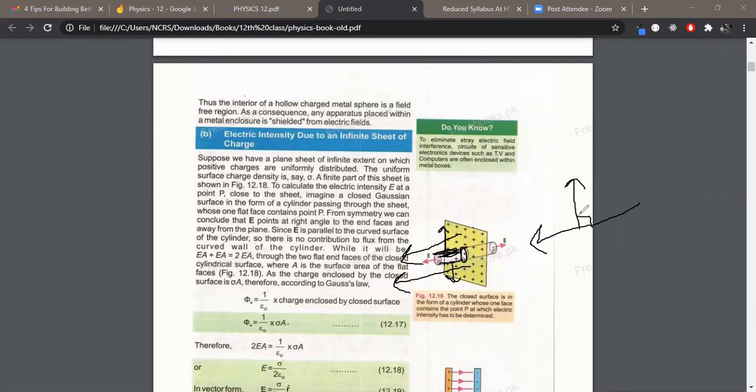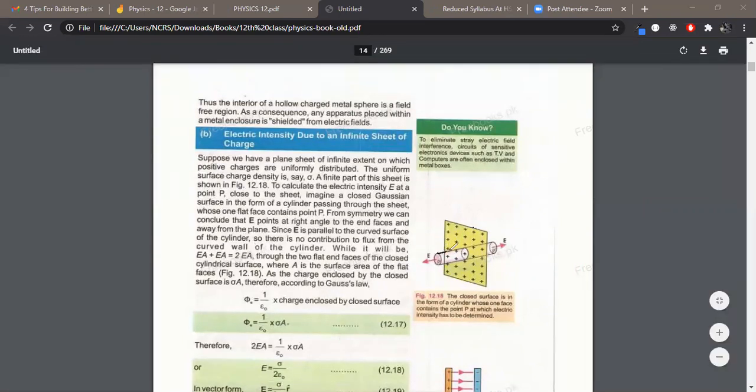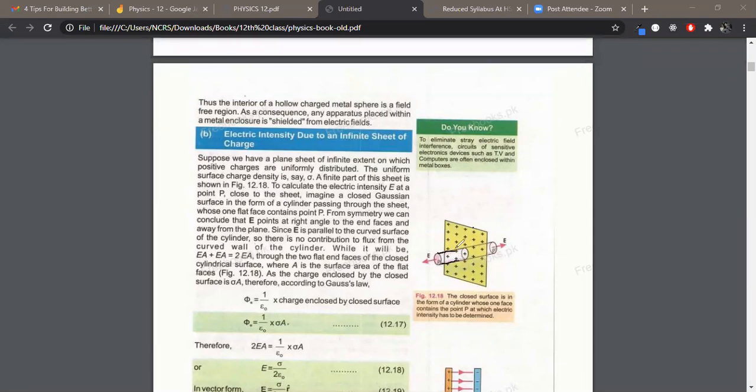And what happens when the angle is 90? The flux is zero. And the same is the case with the bottom side. The area vector of the bottom side is downwards, and the electric field is again outwards, and the angle is 90. So once the angle is 90, the flux is zero. So we can say that the top side, the bottom side, and the side which is present in the sheet has zero flux.